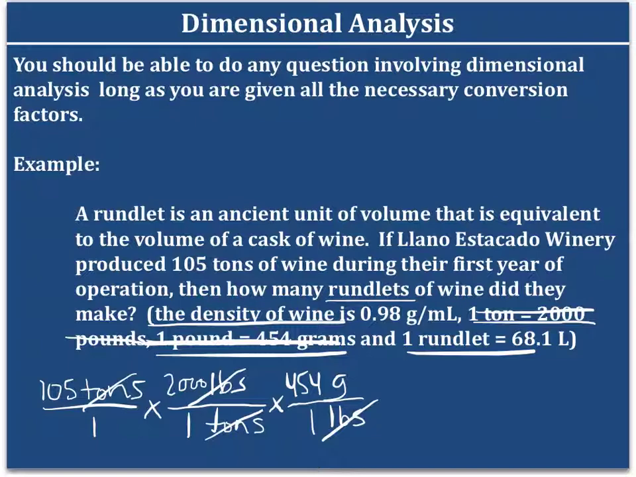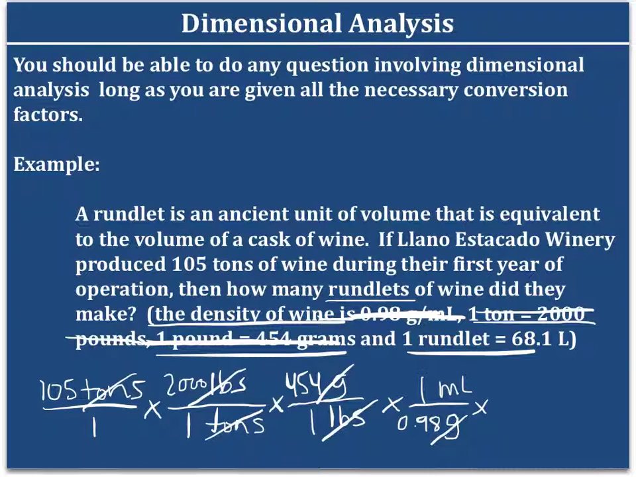Okay, is there a conversion grams to rundlets? No, unfortunately there isn't, but we do see that the density of wine is 0.98 grams per milliliter. So we can say, all right, grams on the bottom, milliliters on top, and there's 0.98 grams per 1 milliliter. So that uses up this. All right, so grams cancel. So is there a conversion factor milliliters to rundlets? Well, not quite. There's a conversion factor liters to rundlets.